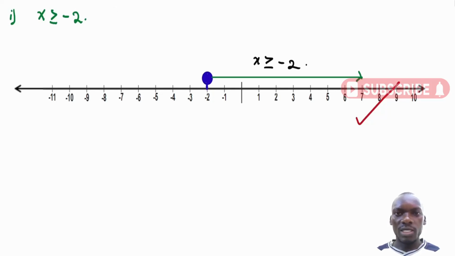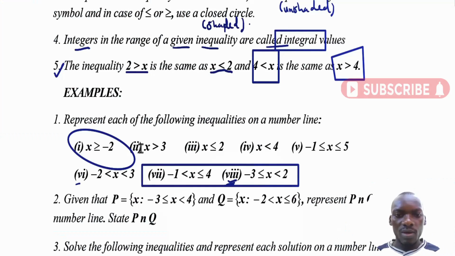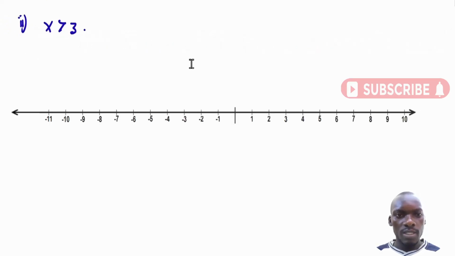We can now proceed to Roman numeral 2, which is x greater than 3. So this is our Roman numeral 2. We have it as x is greater than 3. So we come and draw our number line, where we trace where 3 is. 3 is at this point. Then we draw a small circle where it is.